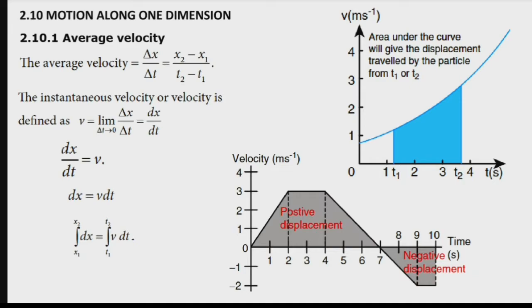As already seen, integration is equivalent to the area under the given curve. So the term integral of v dt with limit values t1 to t2 represents the area under the curve of v as a function of time.